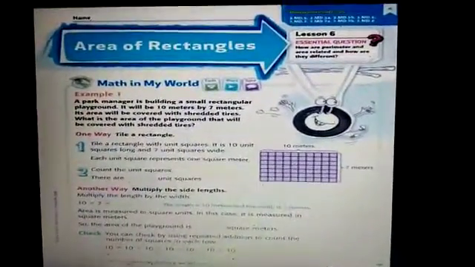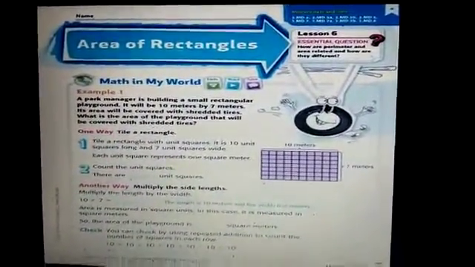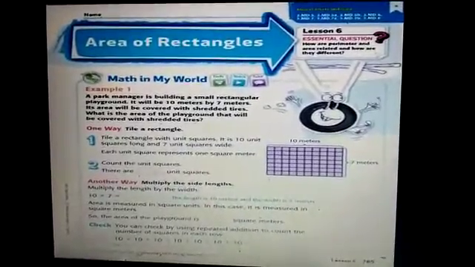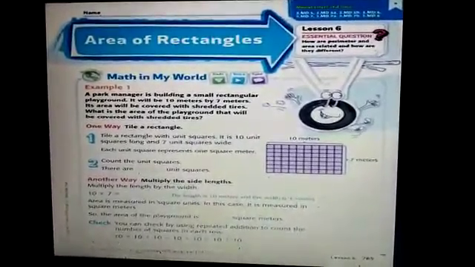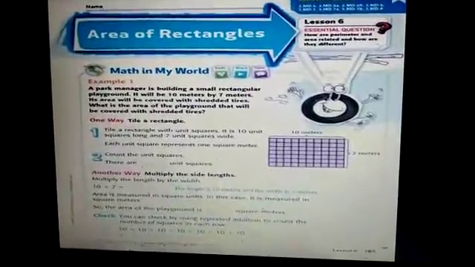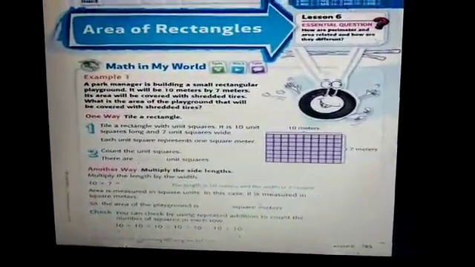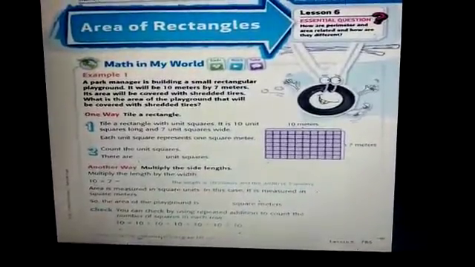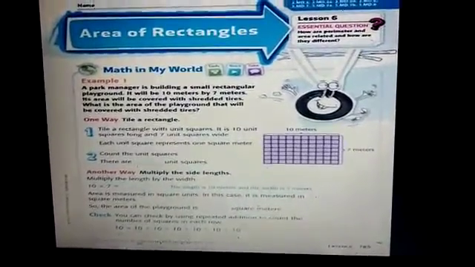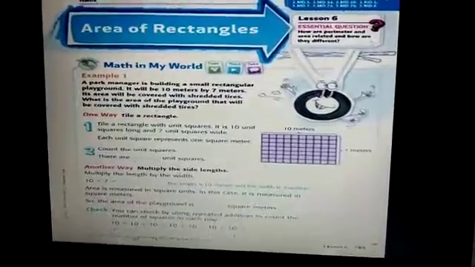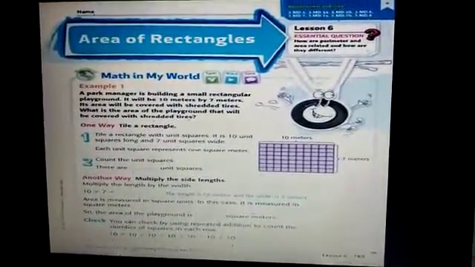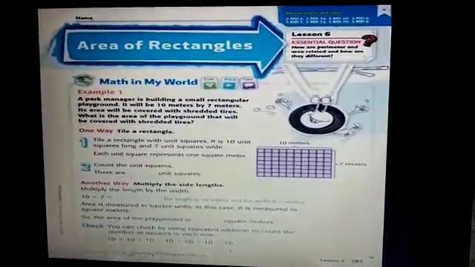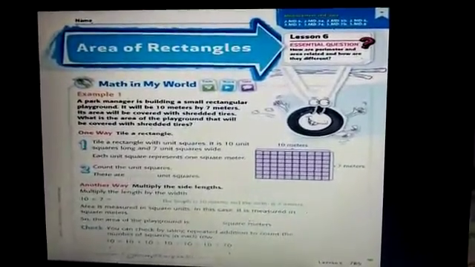Open now with your teacher. Chapter 13, lesson 6, page 785. Area of rectangles. Again, lesson 6, chapter 13, page 785. We will finish 2 pages today, and tomorrow inshallah we have also 2 pages. There is no homework today. The homework will be tomorrow.